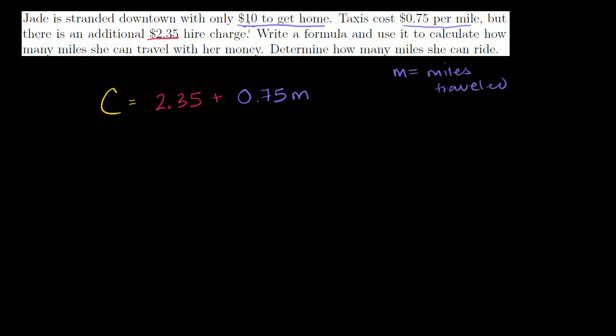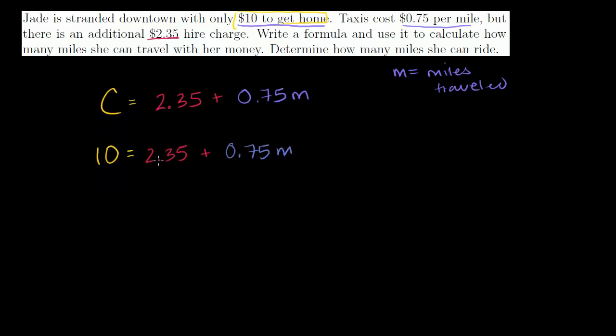We know that she only has $10 to get home, so her cost has to be $10. So we have to say the cost has to be $10. So 10 is equal to 2.35 plus 0.75 m. So how do we solve for m, or the number of miles Jade can travel?